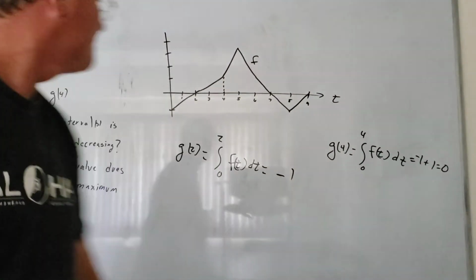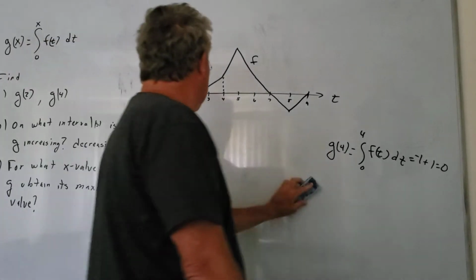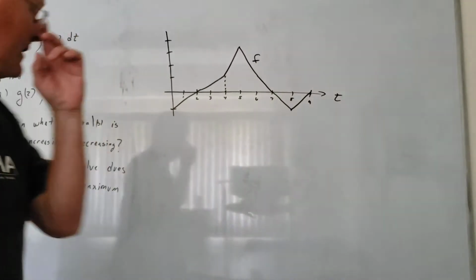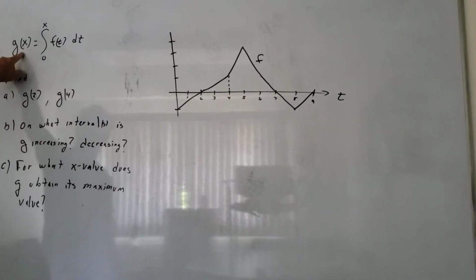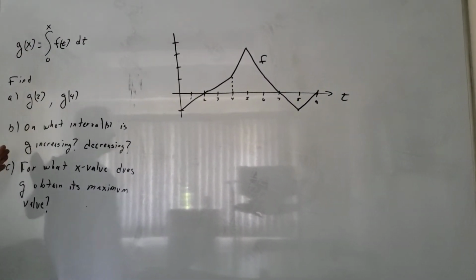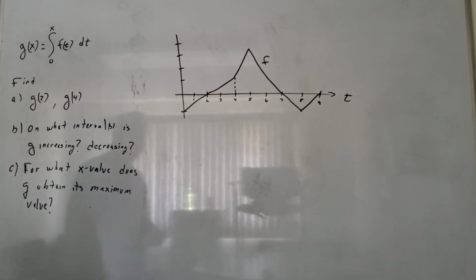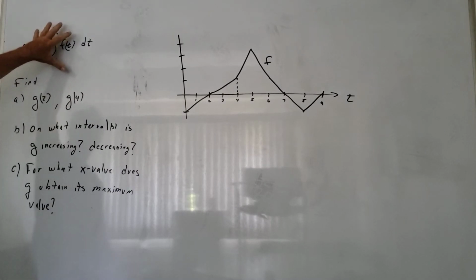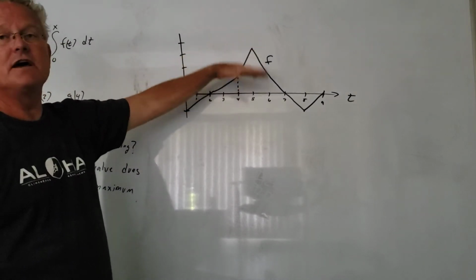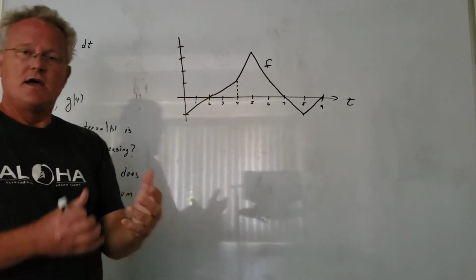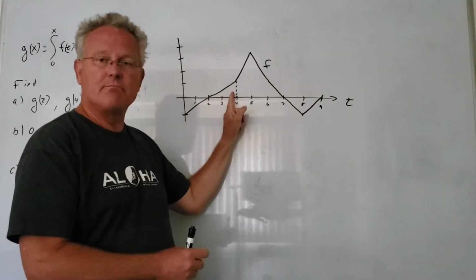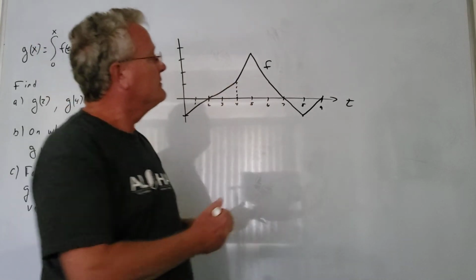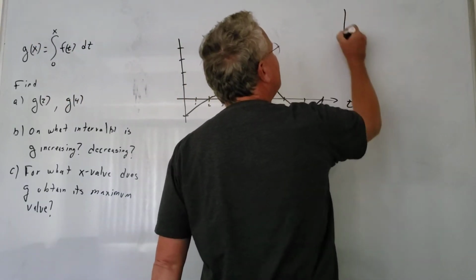So that's part A. Part B, on what interval, or intervals, might be more than one, is this function g on what interval is it getting bigger, increasing? Well, this is going to increase when our function f is above the x-axis, because that's when we're adding up positive numbers, right? Because as we talked about before, the integral, let me just refresh our memory.